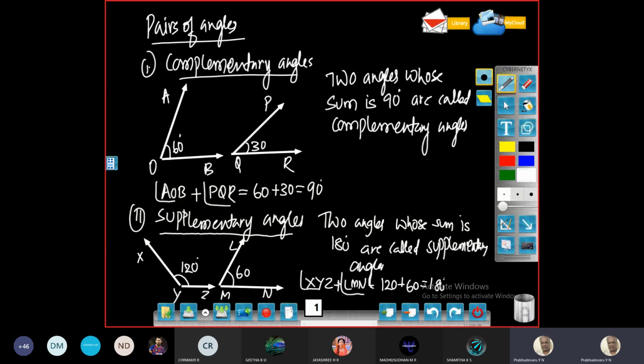Then after this you also studied another type of angle, adjacent angles. Can you recall what you have studied about adjacent angles? Anybody? Sir, the two angles having same arm. One is having same vertex.